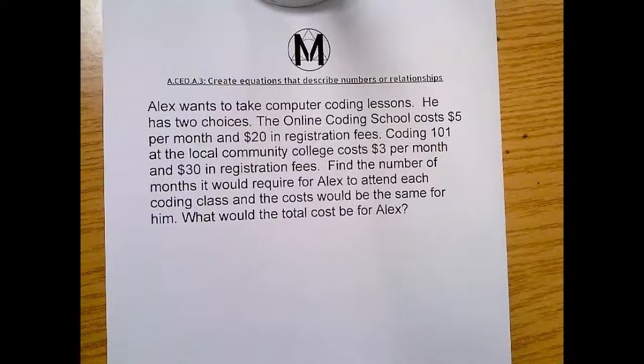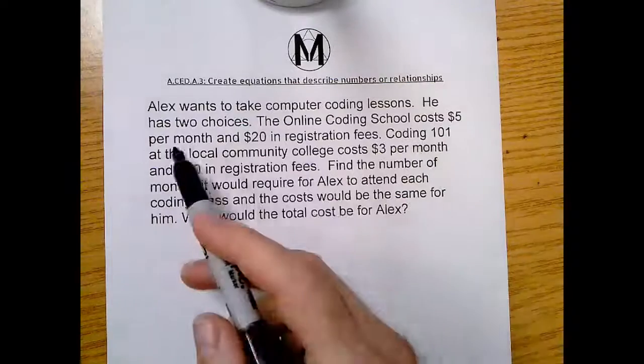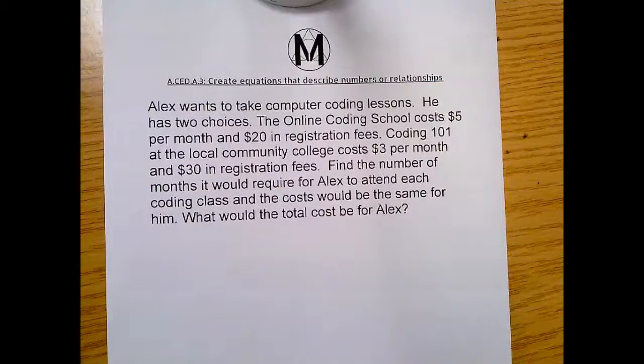The online coding school costs $5 per month and $20 in registration fees, and Coding 101 at the local community college costs $3 per month and $30 in registration fees. It says find the number of months it would require for Alex to attend each coding class, and the costs would be the same. So we're saying after how many months would the cost be the same? So then what would that total cost be for Alex? Okay, let's start at the beginning.